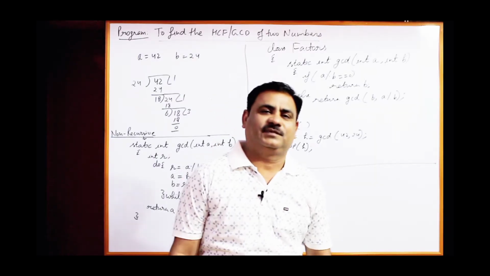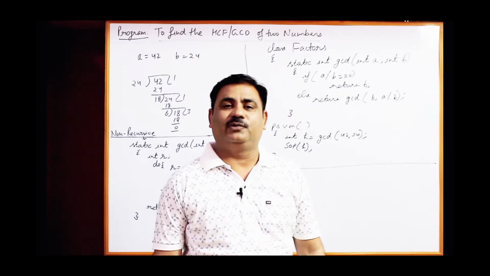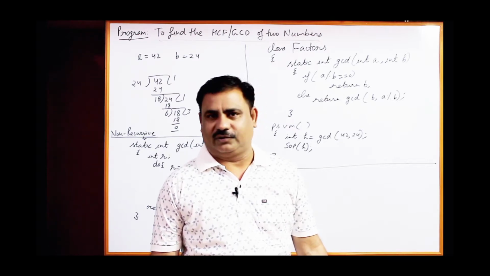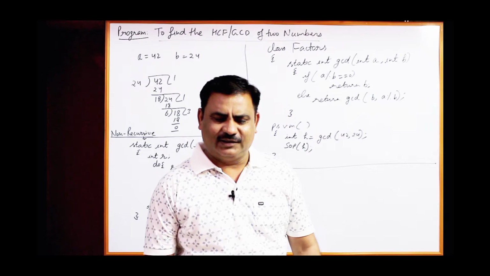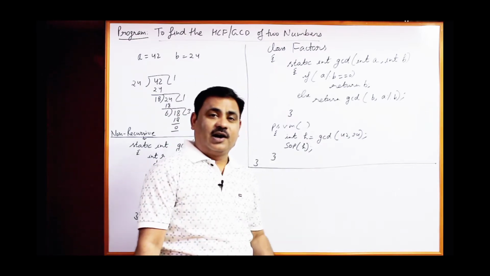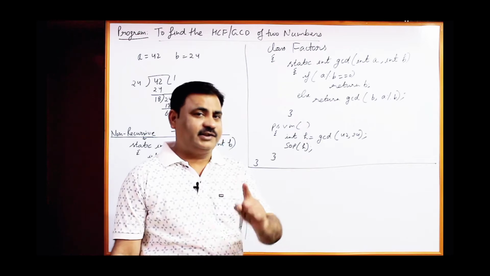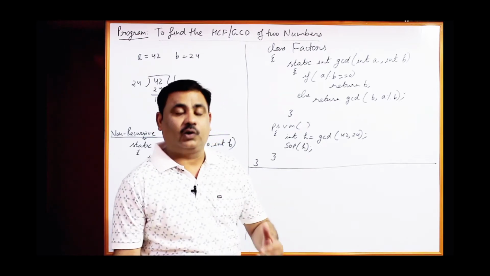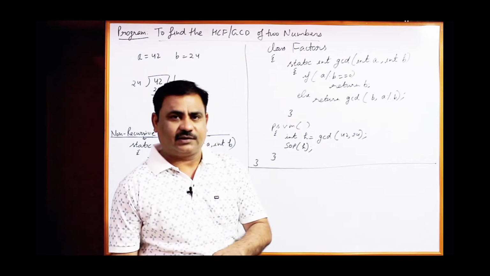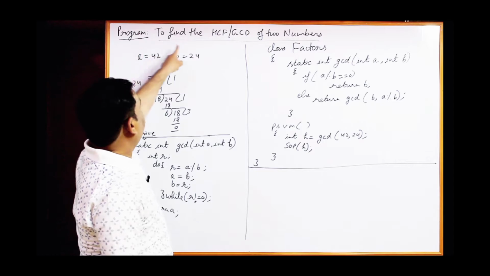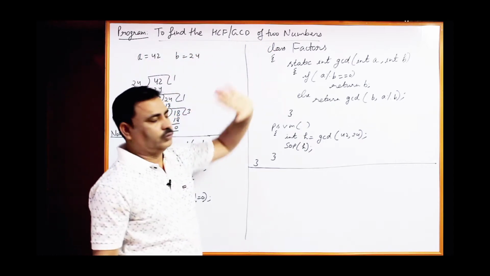Hi students, in the previous video I had explained the program to check whether the input number is prime or not by returning true or false. In this lecture I am going to explain how to calculate the HCF, highest common factor, or GCD, greatest common divisor, of two numbers. How can we write a program to find the HCF or GCD of two numbers?